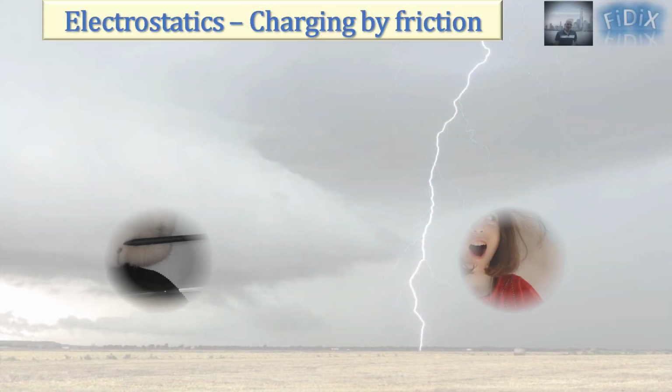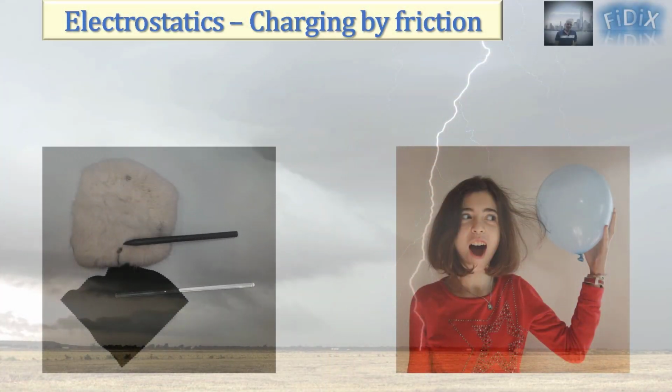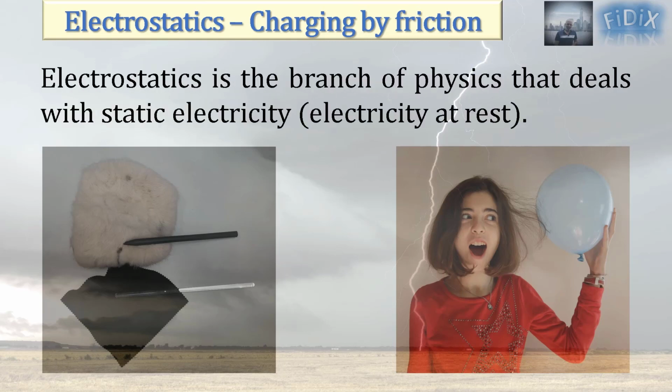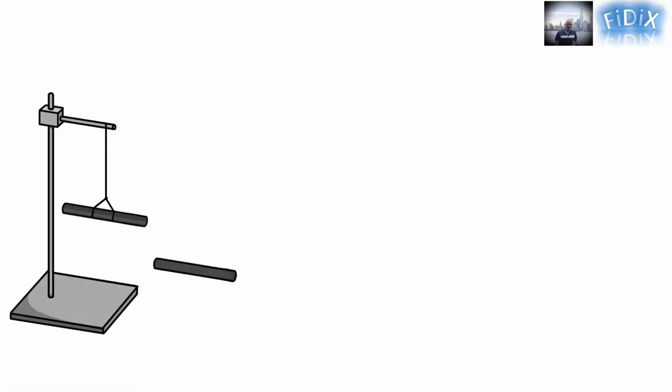In this video, we will talk about electrostatics and charging by friction. Stated briefly, electrostatics is the branch of physics that deals with static electricity. To get started, let's get two ebonite rods and suspend one of them by the thread of a stand.